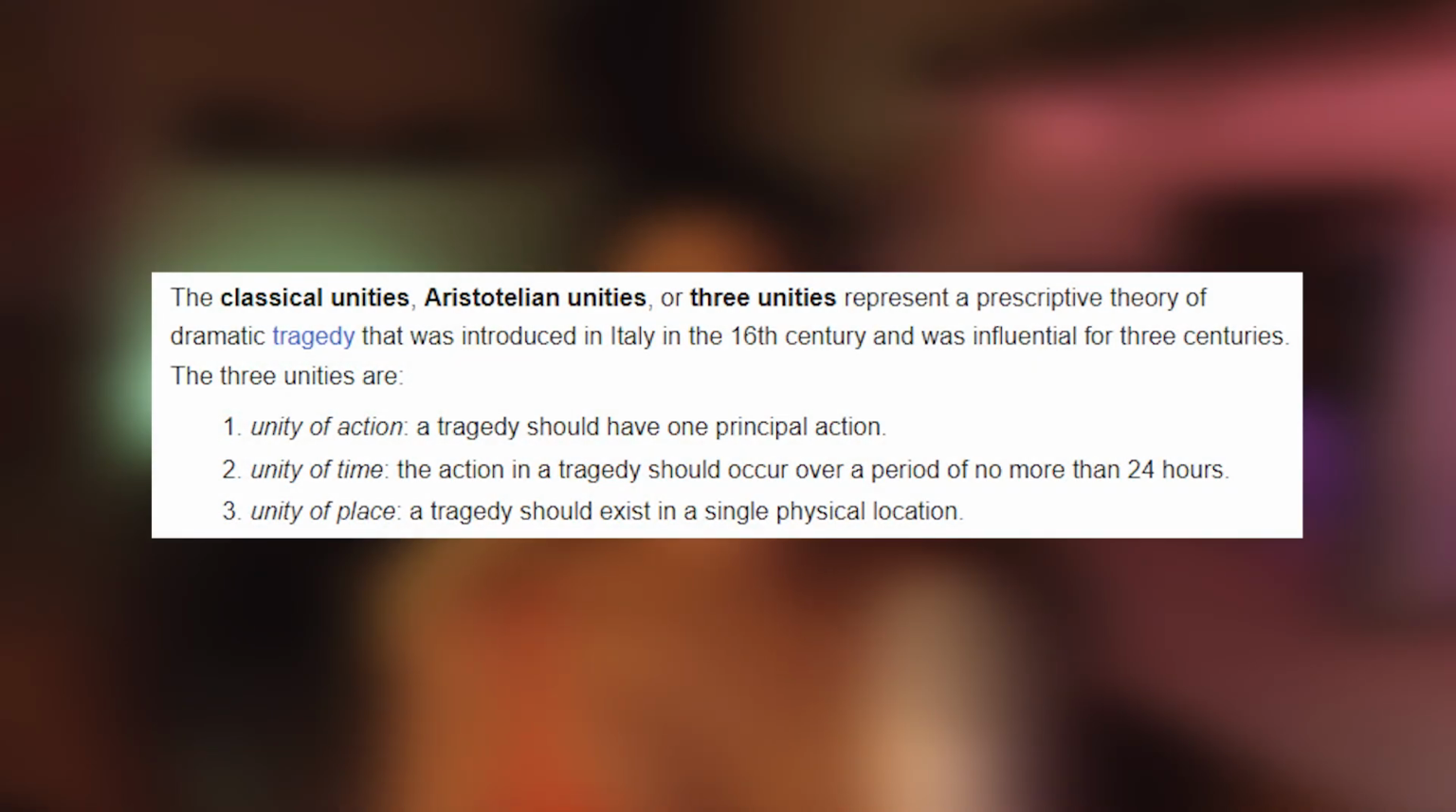In today's theory crafting video, I'm going to be talking about the concept of the Aristotelian unities in Souls games. The classical unities, Aristotelian unities, or three unities, represent a prescriptive theory of dramatic tragedy that was introduced in Italy in the 16th century and was influential for 3 centuries. The 3 unities are: 1. Unity of action. A tragedy should have one principal action. 2. Unity of time. The action in a tragedy should occur over a period of no more than 24 hours. 3. Unity of place. A tragedy should exist in a single physical location.